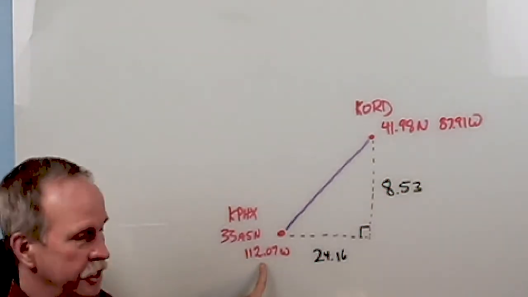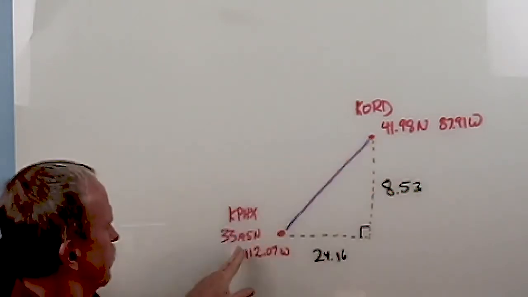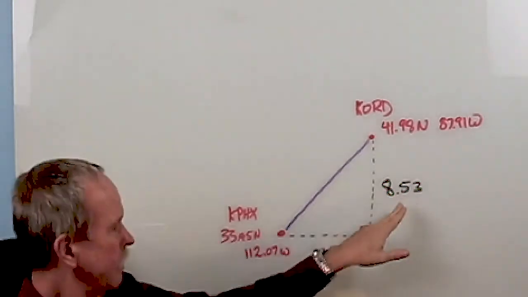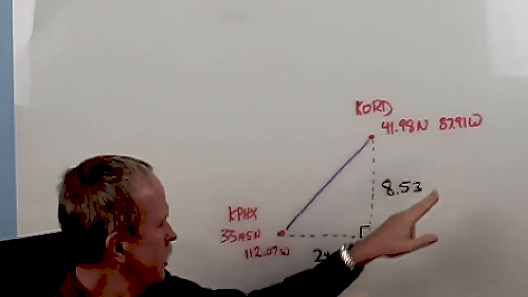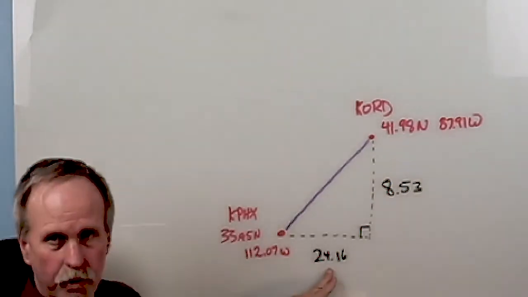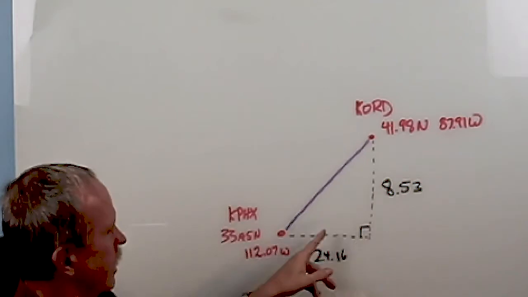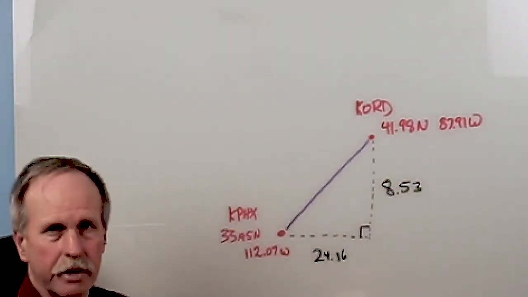112.07 degrees west. So if you were to subtract the difference between that latitude and that latitude, you would come up with 8.53. If you were to find the difference between this longitude and that longitude, it would be 24.16 degrees. Now again, this is a right triangle. It would be longer than this. I just have it shortened up a little bit for illustration.